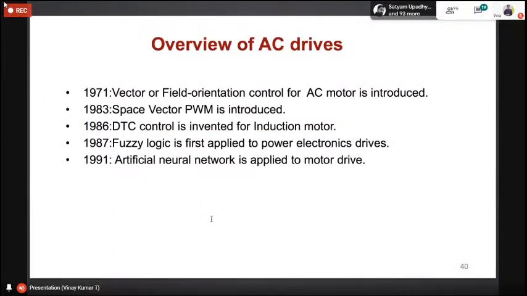So this is the overview of AC drives. In 1971, the vector or field orientation control technique for AC motor was introduced. 1983, space vector PWM was introduced. 1986, direct torque control. These all are control techniques, right? 1987, fuzzy logic was first applied to power electronics drives. 1991, artificial neural network was applied to motor drives. There are other control techniques also. Compared to other control techniques, direct torque control is a very popular control technique. Why it is very popular, later I will tell.